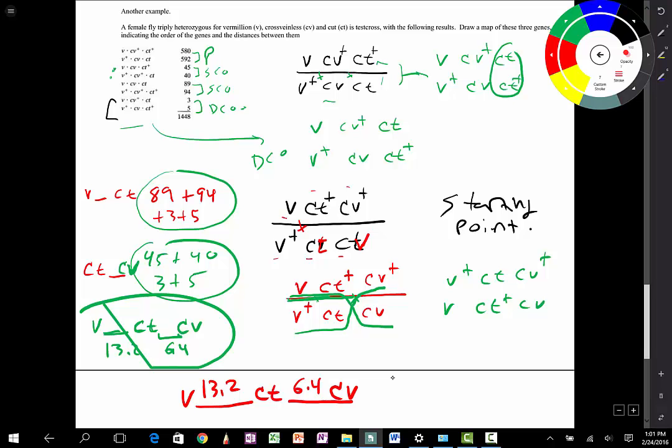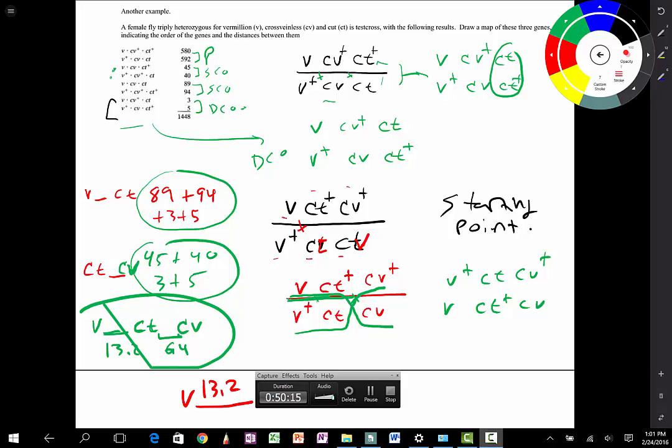All right, so I'll stop that there. We can do another little one that shows how the chromosomes are involved in double crossovers and that sort of thing.